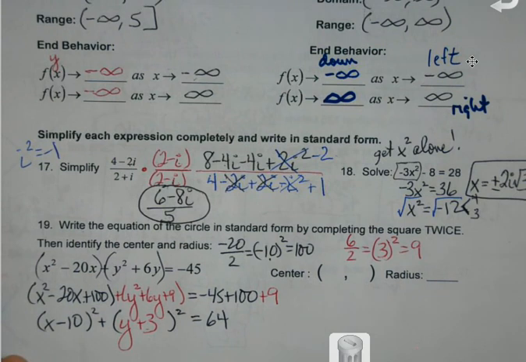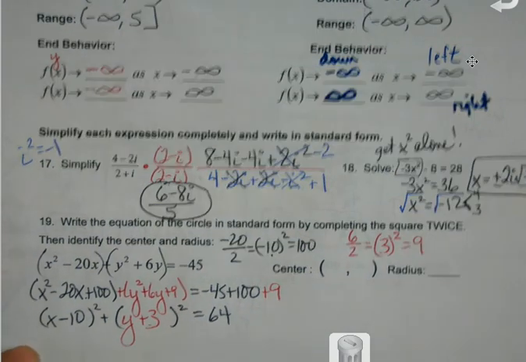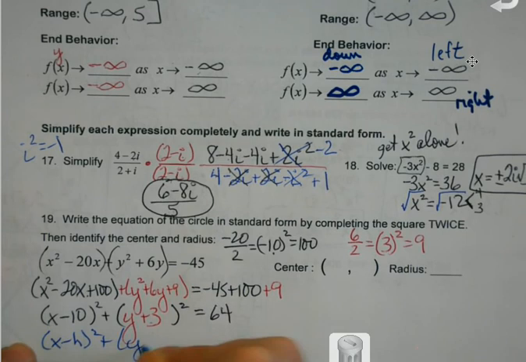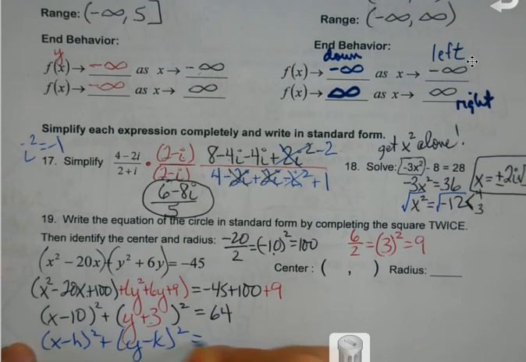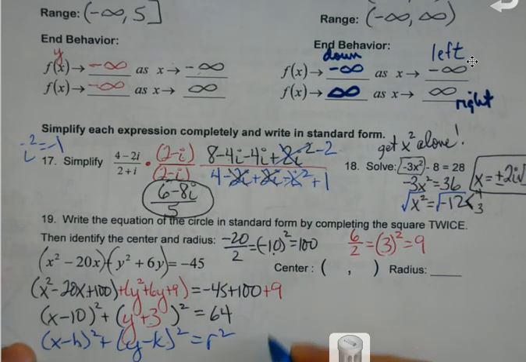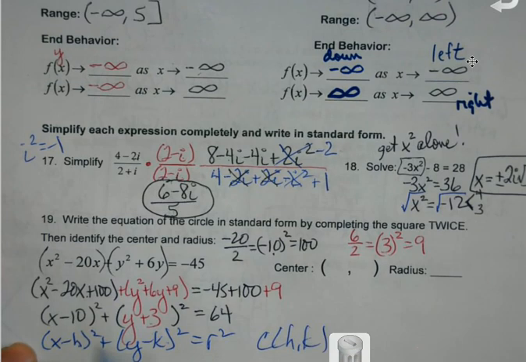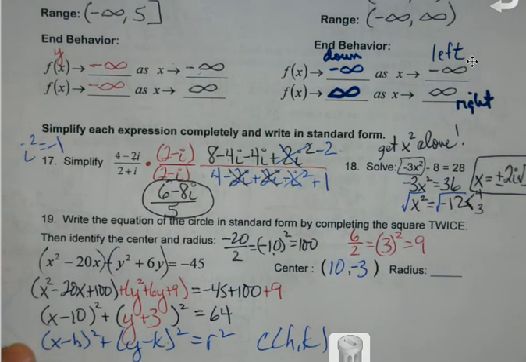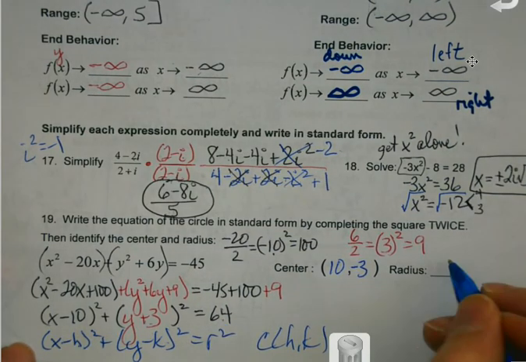And the only thing I have to watch out for now is remembering when I'm doing the center of a circle, that y and that k value are opposites. So I want the opposite of negative 10 for my center. It will be 10. Yep, the opposite of positive 3 for my center. It will be negative 3. And the square root of what I see as my answer.